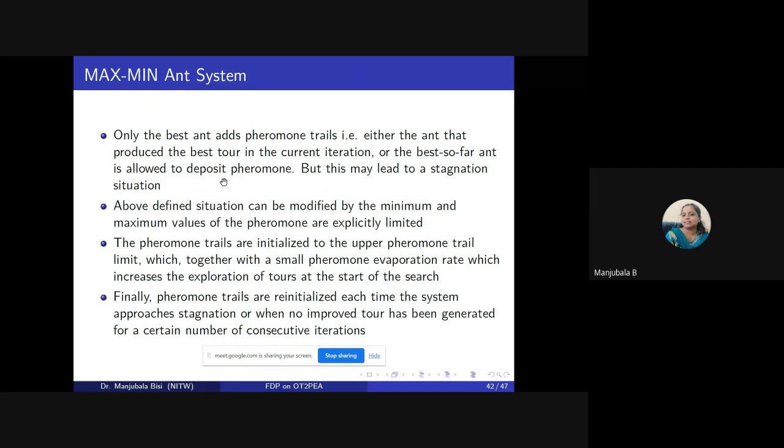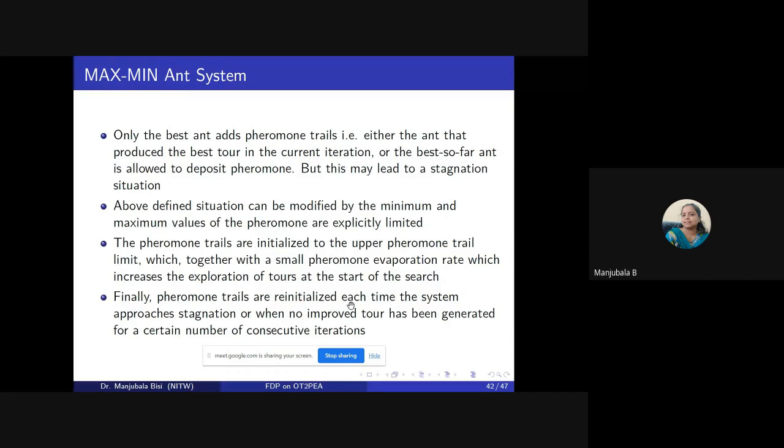Here, in whatever example we have considered, we have given a chance to deposit pheromone to all the solutions, by all the ants. In this variation, only the best ant gets a chance to deposit the pheromone. You can also initialize the minimum and the maximum values of the pheromone. Like bounding, during modification or updating of the pheromone, if it is coming beyond the maximum value, you can forcefully make it the maximum value, and if it is coming less than the minimum value, you can keep that as the minimum value. In this way, you can do it.